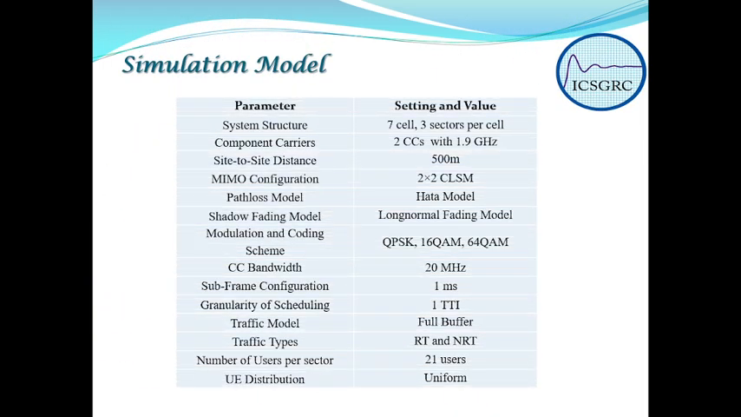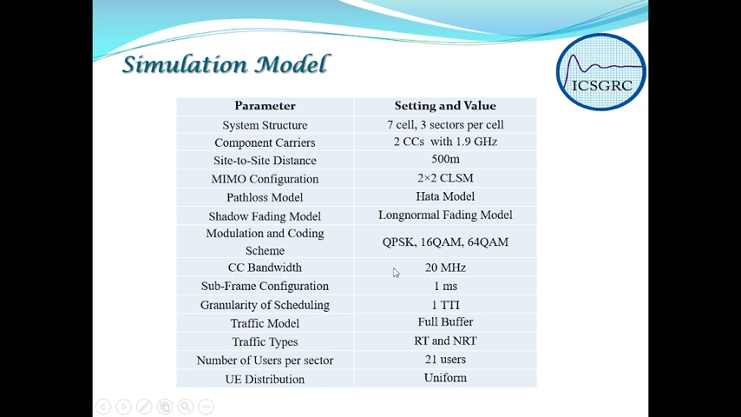Here I will explain the simulation modules. Some parameters, the system structure. We have 7 cells, 3 sectors per cell. The number of component carriers is 2, at 1.5 GHz. Side-to-side distance is 500 meters. MIMO configuration is 2 by 2.